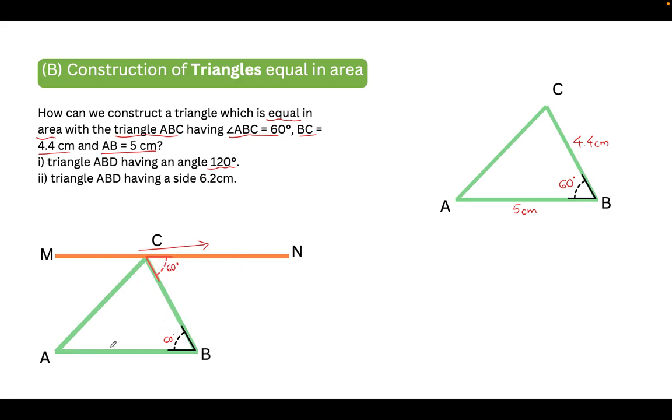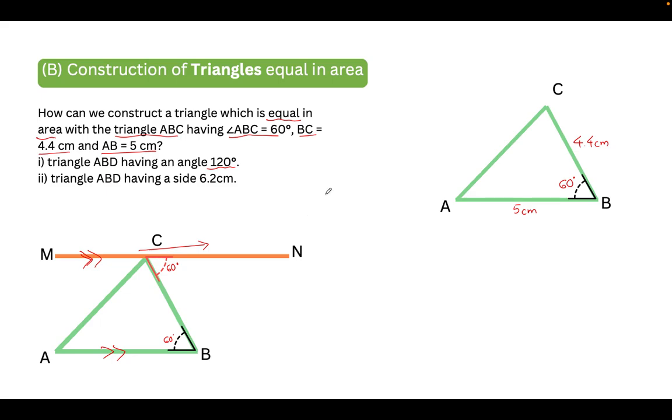and we will extend this line so that MN is parallel to AB. Why? Because the two angles are alternate angles. They are equal and they make the lines parallel. That is what I know. I might get confused about the name of those angles. Okay, so this is the parallel line.